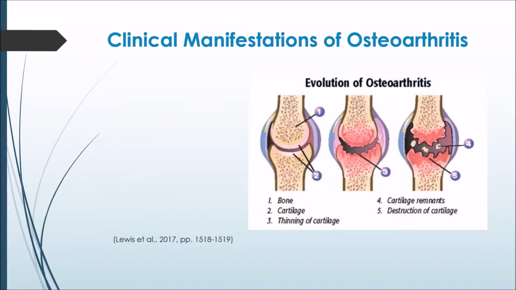becomes. The clinical manifestations of osteoarthritis are discomfort, pain, disability, stiffness, and crepitation. Crepitation is the grating sensation that's caused by cartilage destruction within the joint cavity. Here in this picture, you can see the beginning of osteoarthritis up to when the cartilage eventually is destroyed.